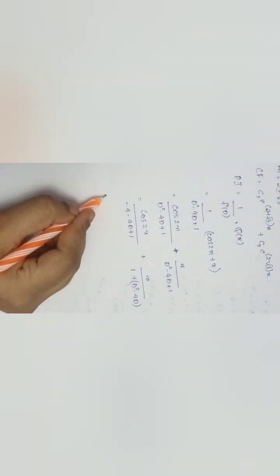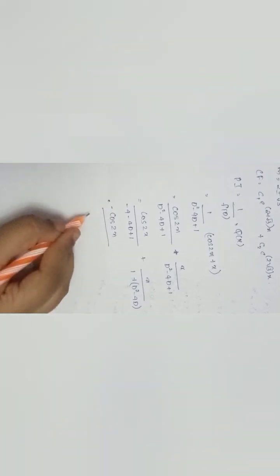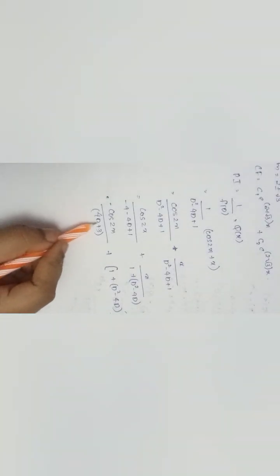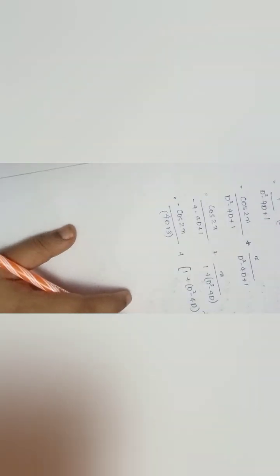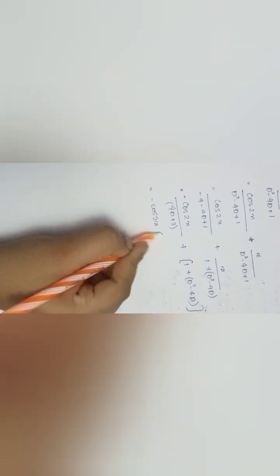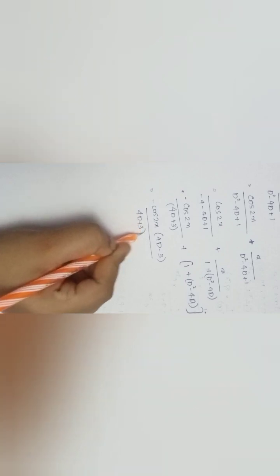Now this will be cos 2x by minus, we will take common outside, so 4D plus 3, and here we can take this into the numerator, that is 1 by D square minus 4D the whole inverse into x. Now to solve this, we have to multiply numerator and denominator with the conjugate, so it is cos 2x into 4D minus 3 by 4D plus 3 into 4D minus 3.